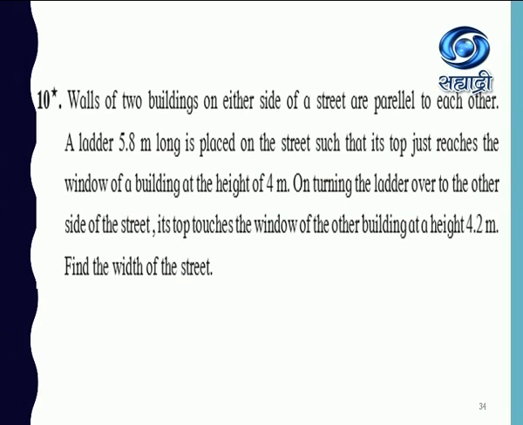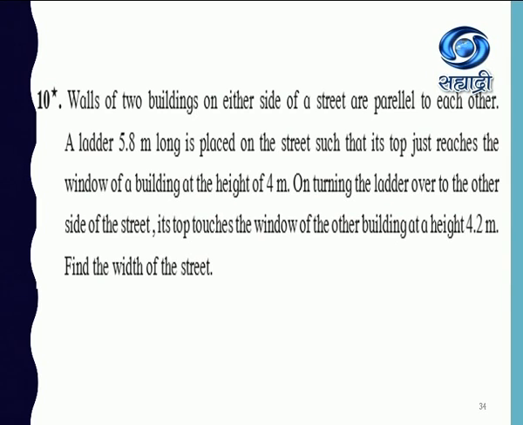Walls of 2 buildings on either side of a street are parallel to each other. A ladder 5.8 meters long is placed on the street such that its top just reaches the window of a building at a height of 4 meters. On turning the ladder over to the other side of the street, its top touches the window of the other building at a height of 4.2 meters. So we are supposed to find the width of the street.